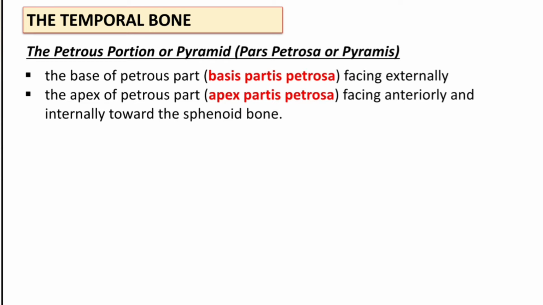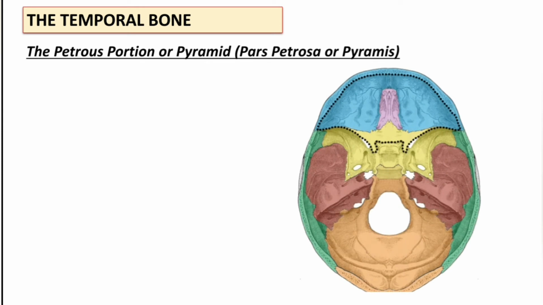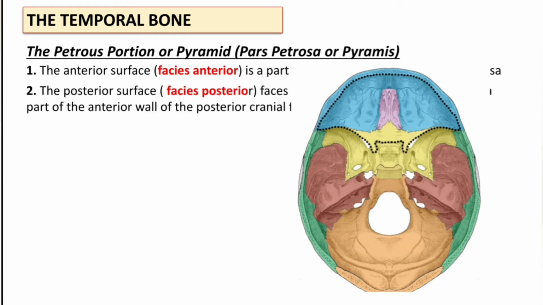This petrous part, or this pyramid, has three surfaces: the anterior surface, posterior surface, and the inferior surface. It also has three edges: the anterior edge, posterior edge, and the superior edge. Here is the internal surface of the base of the skull. I told you the first one, the anterior surface, faces anterior. It faces part of the anterior wall of the posterior cranial fossa. And then there is the inferior surface, which faces downwards, so you can see it on the external base of the skull.